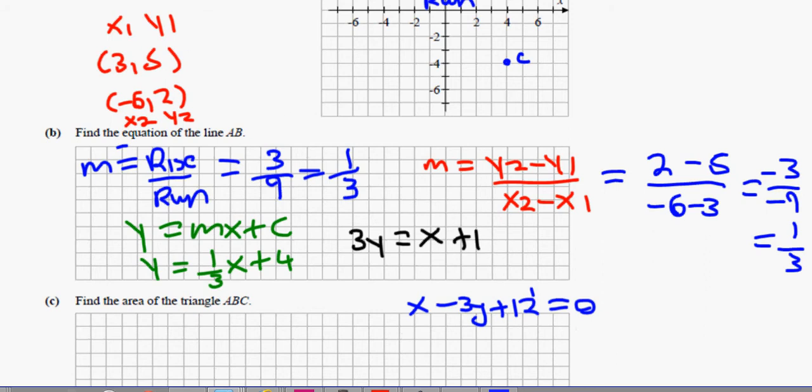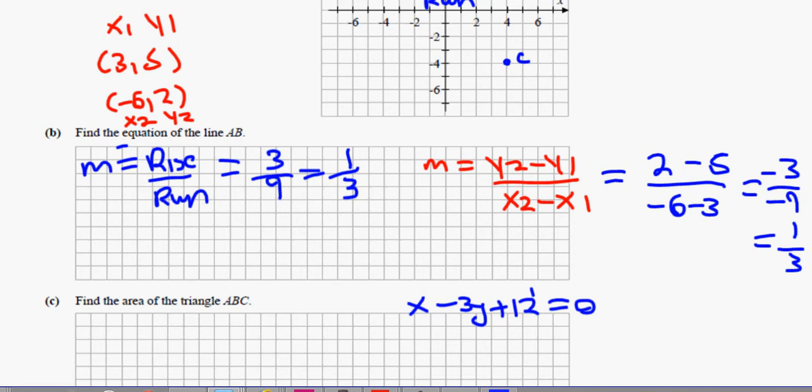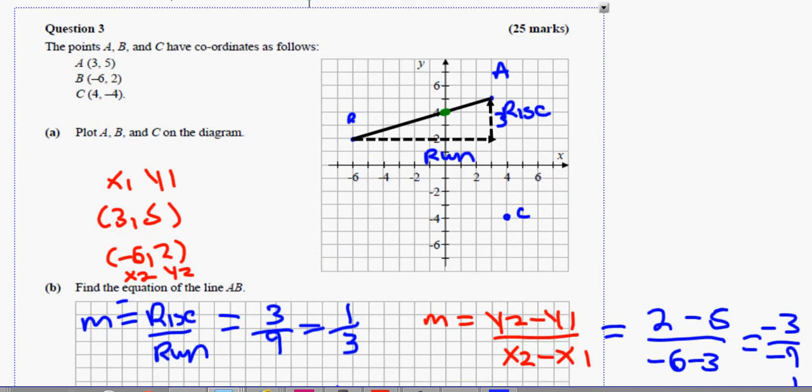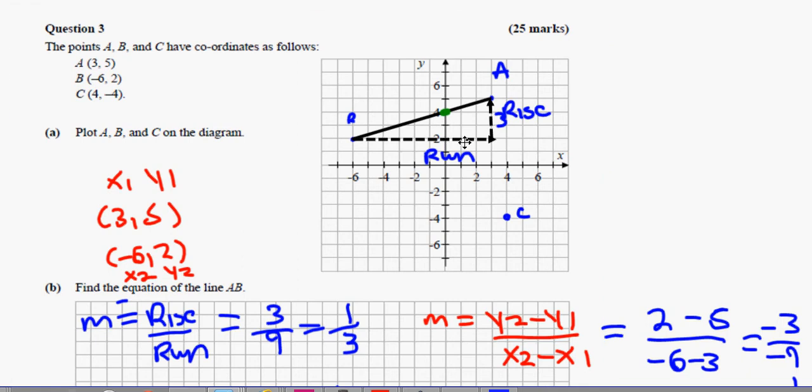Now, what we're on to next is: find the area of the triangle ABC. Now, if I was to draw ABC for one moment, okay, so ABC. So what we're going to do is link them together, as shown. So what happens here is we need to translate down ABC.